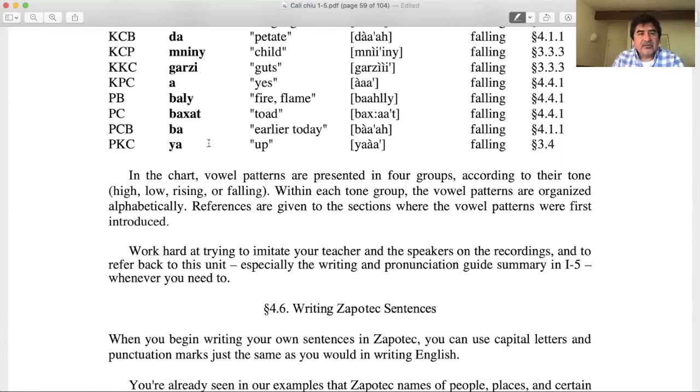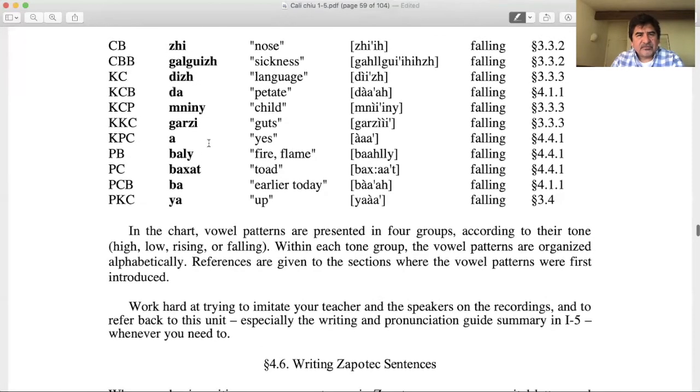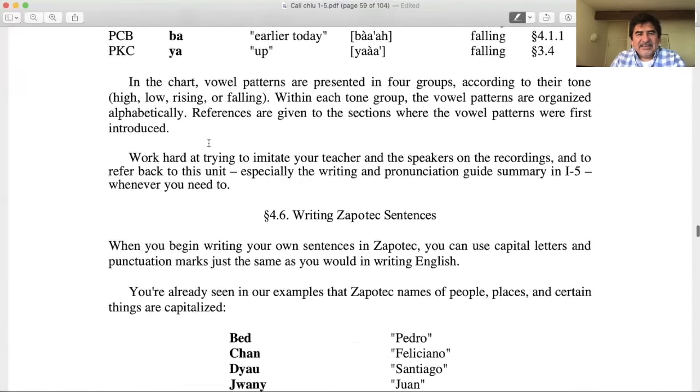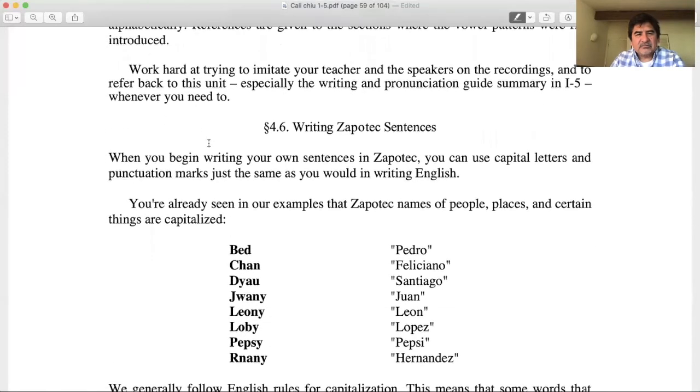All right, so I hope that you come back to this summary chart and then continue practicing. And actually, for some of my students, you'll be getting a homework based on this one. So check your emails. And then we're going to start talking about writing Zapotec sentences.